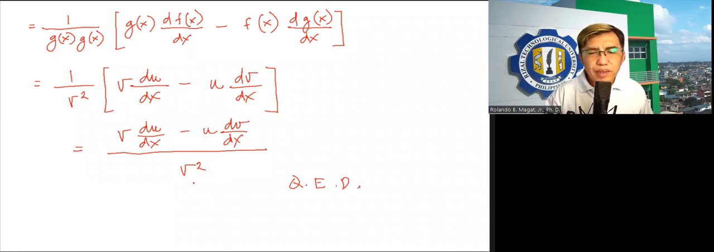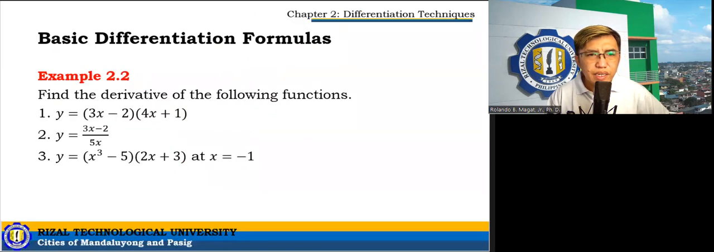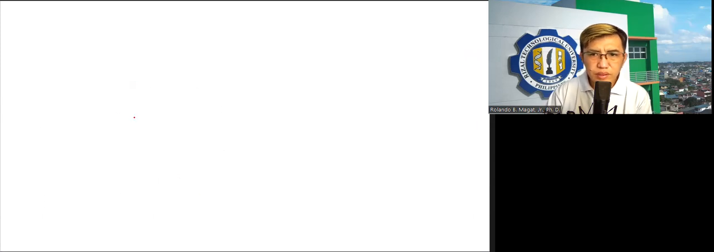So we're going to apply these last two properties or basic differentiation formulas in our next example. Okay. So what we're going to do is to find the derivative of the following functions. So let's have the solution.